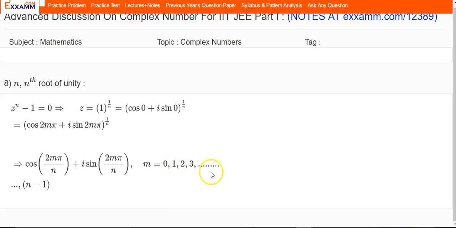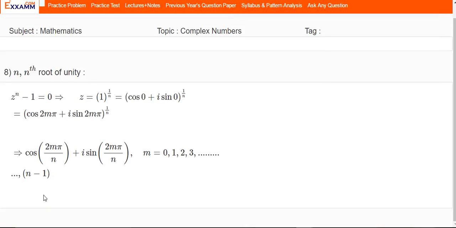Now these roots start repeating themselves after we put m is equal to n minus 1. After that, when we put m is equal to n plus 1, we again start getting the same roots as we would get when we put 0, 1, 2, 3. So that is the rationale behind putting m is equal to 0, 1, 2, 3 up to n minus 1.